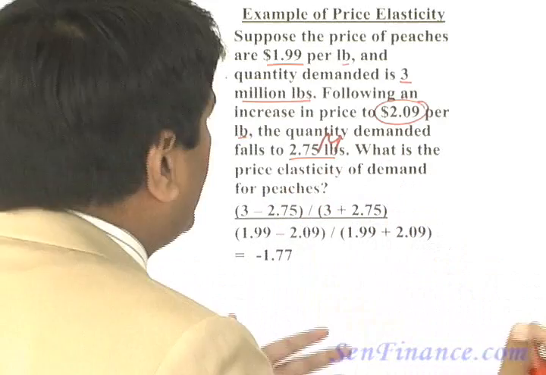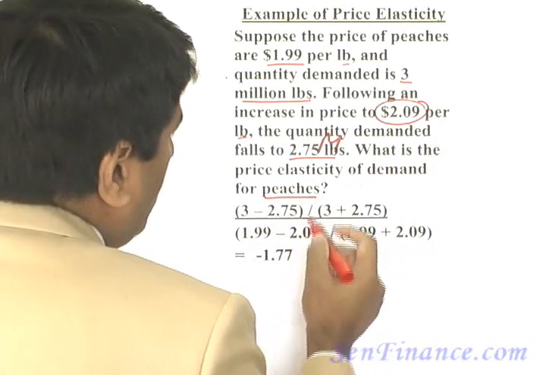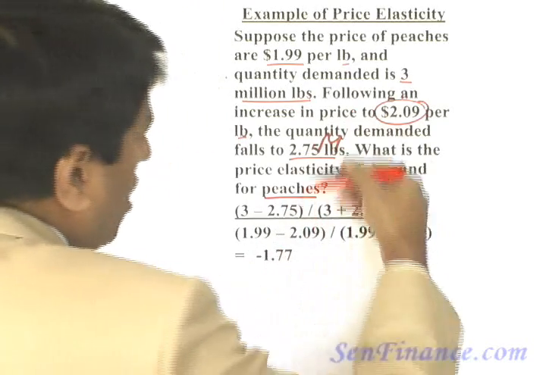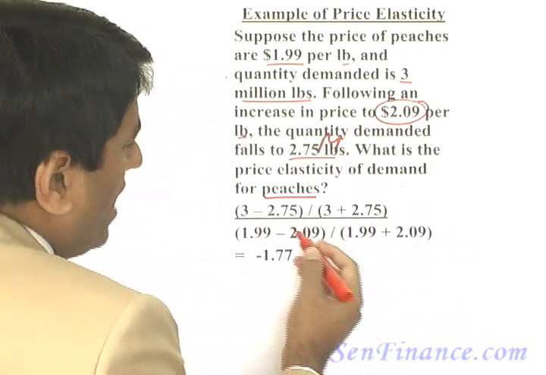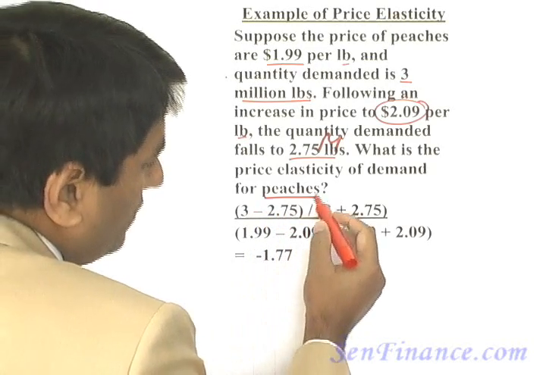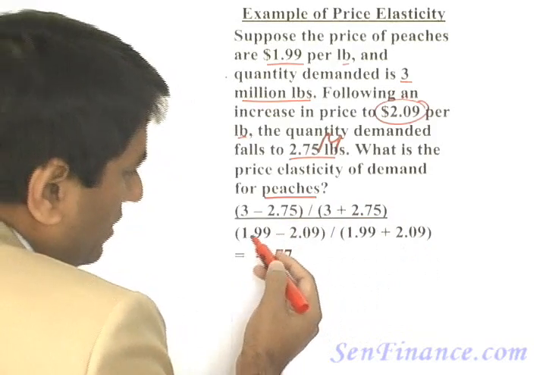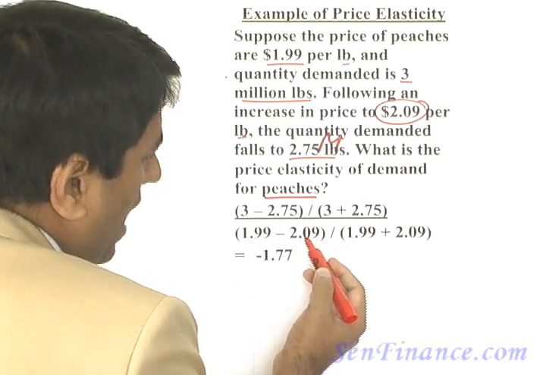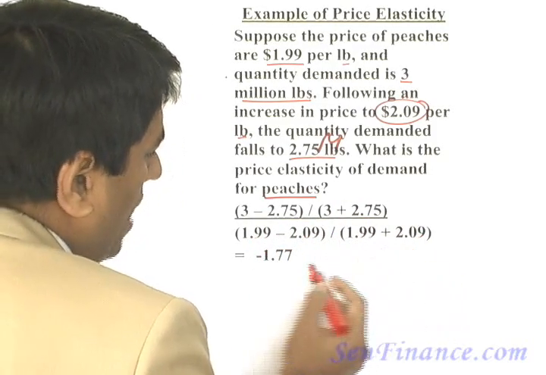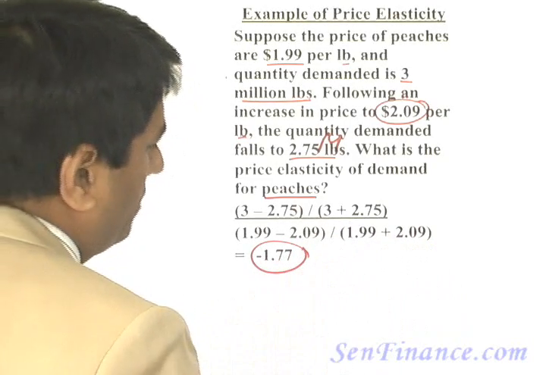So the question is, what is the price elasticity of demand for peaches? And the answer from the equation that we had in the previous slide will be 3 minus 2.75 divided by 3 plus 2.75, divided by the change in price divided by average price, and it turns out to be minus 1.77.